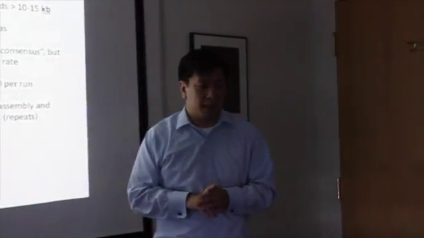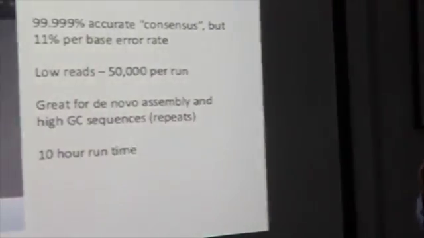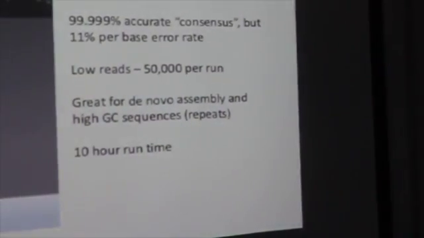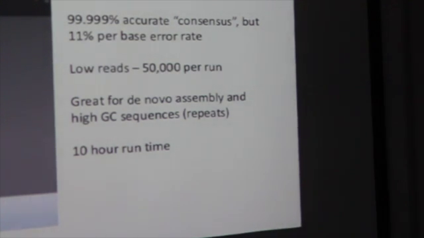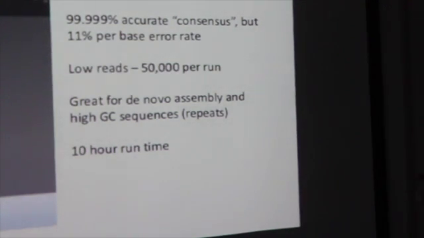Even though the per base error rate is high, you can get sensible calls on one strand of something. But you only get 50,000 reads per run. They have made a bigger machine that I believe Mount Sinai will be running that does, I think, close to a million reads.